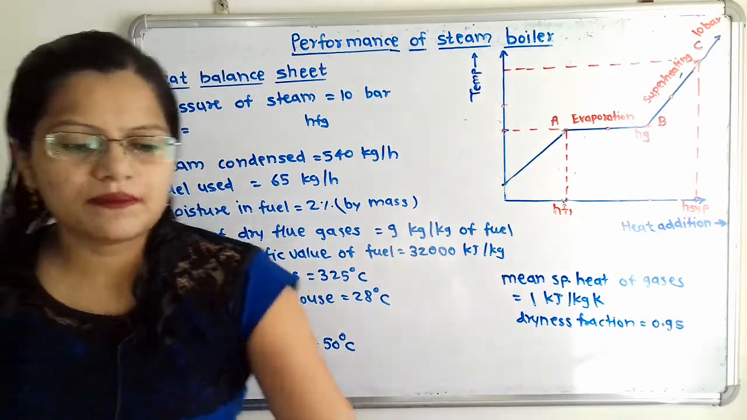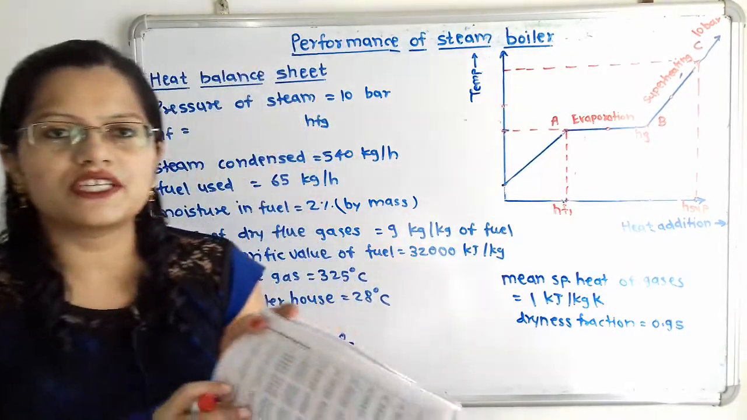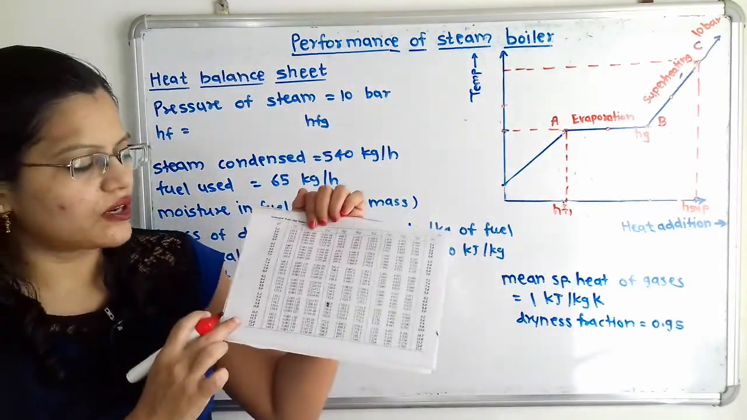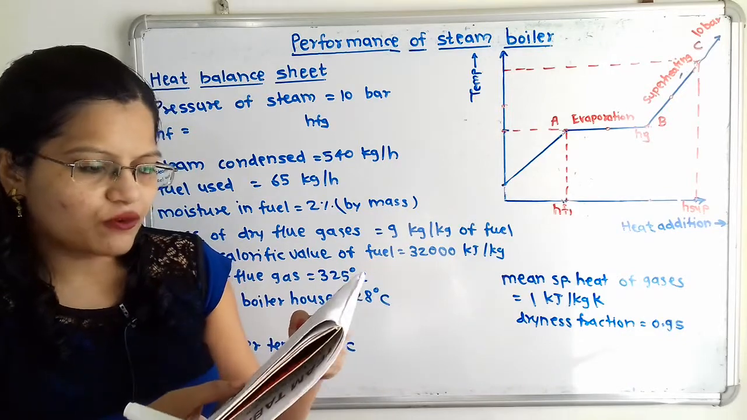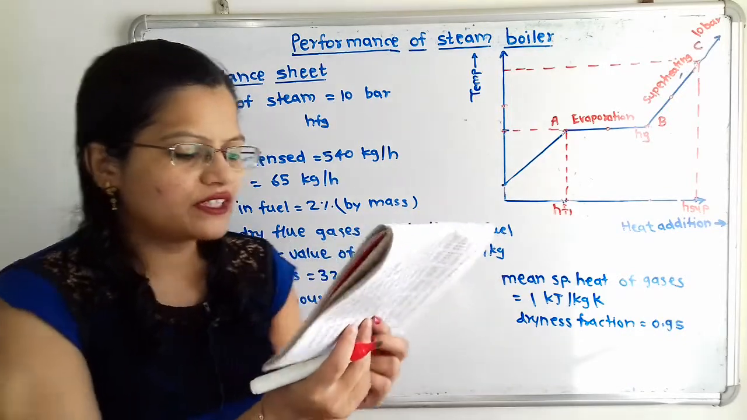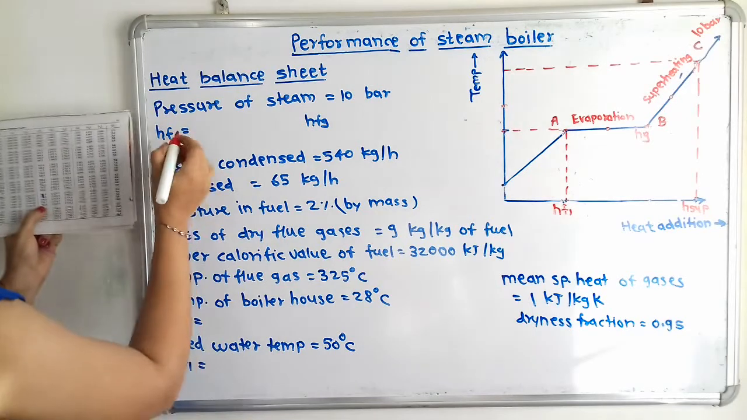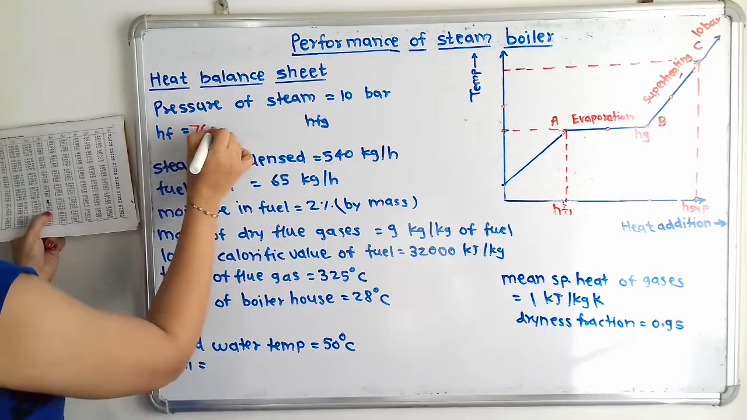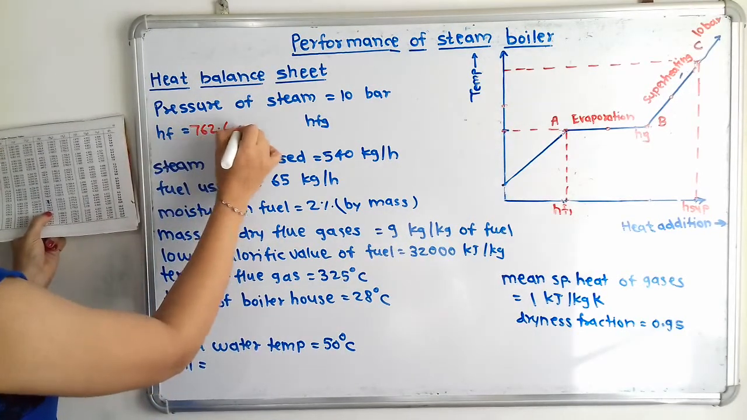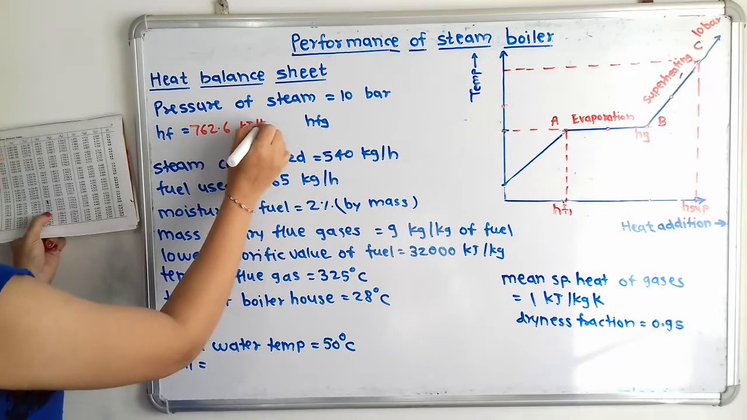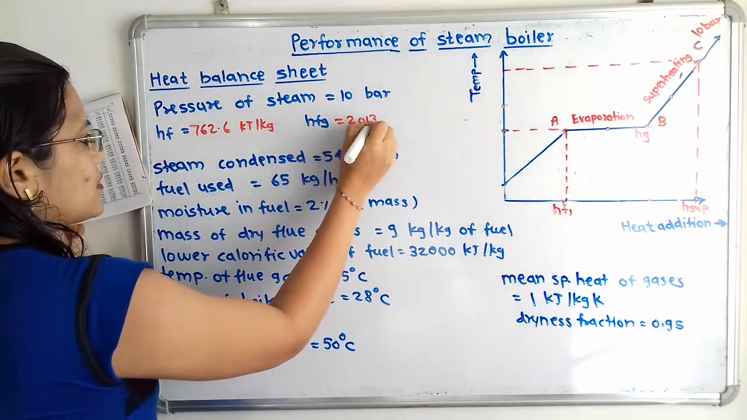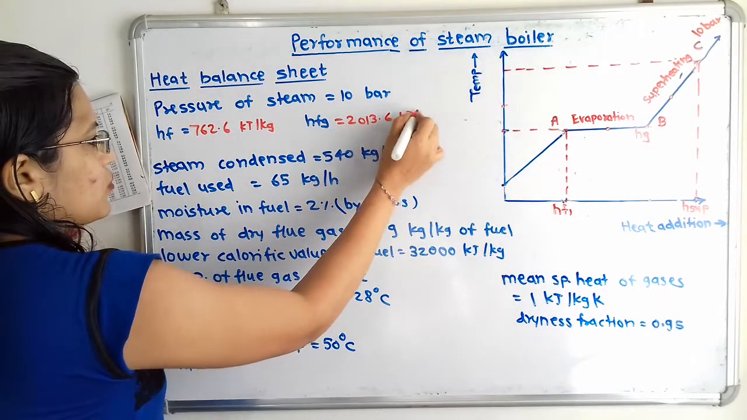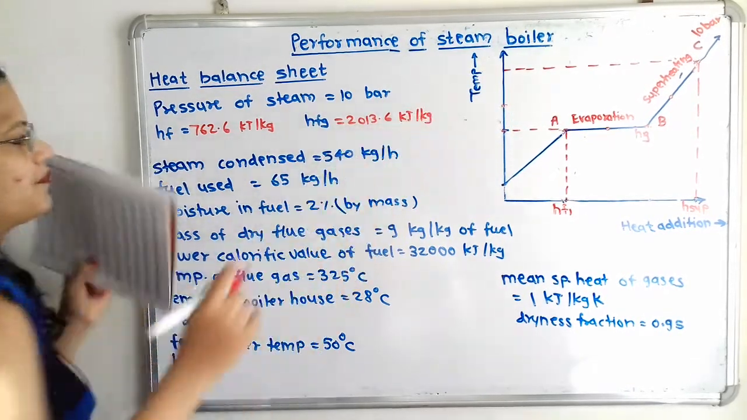So from the steam table, if we move to the pressure table, then in the first column pressure is given. So for 10 bar we have to write the values of hf and hfg. So I will write here hf equal to 762.6 kilojoule per kilogram, and hfg equal to 2013.6 kilojoule per kilogram.